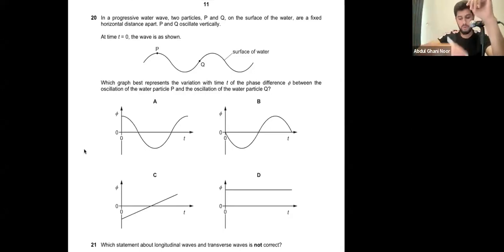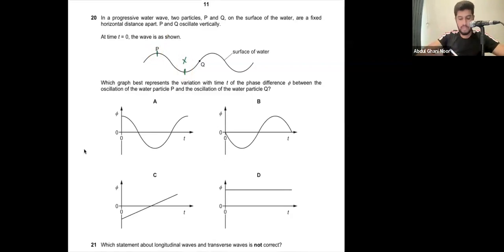Now to understand this question, let's say this is a point P and let's say this is a point X. My question to you is, what is the phase difference between P and X? What is the phase difference between P and X? This is P, which is at the crest. This is X, which is at the trough. And yes, absolutely right. It's 180 degrees.